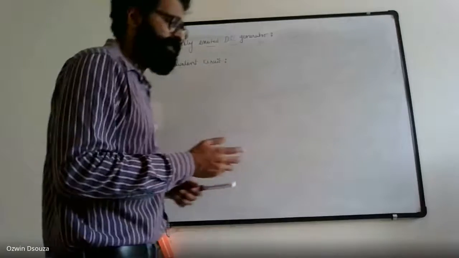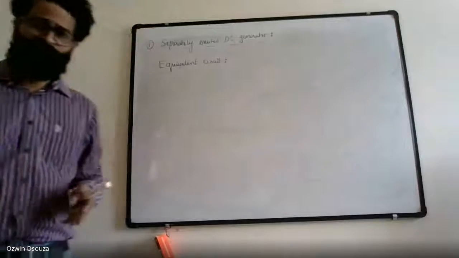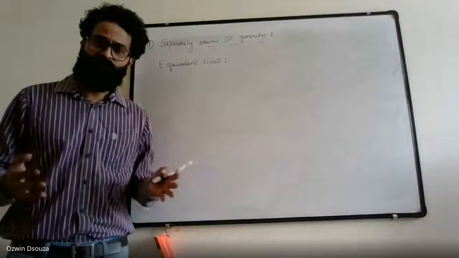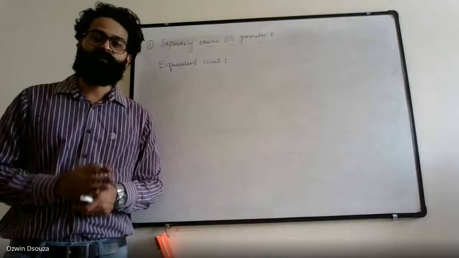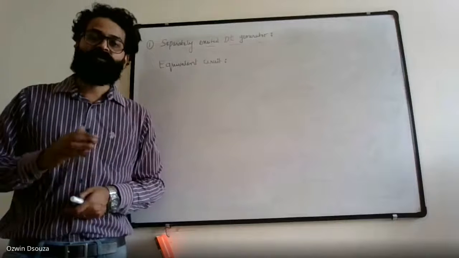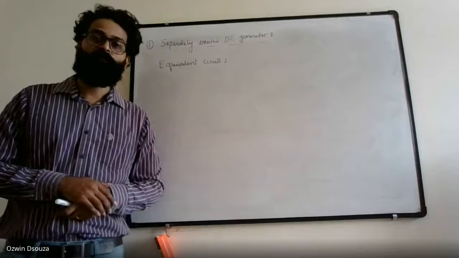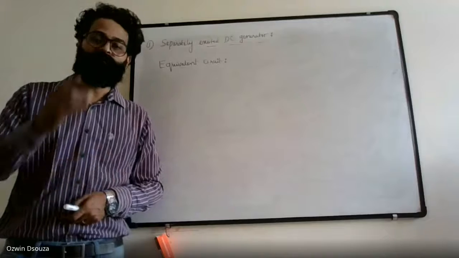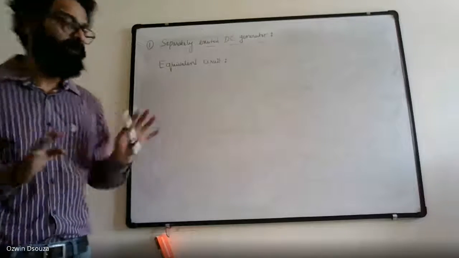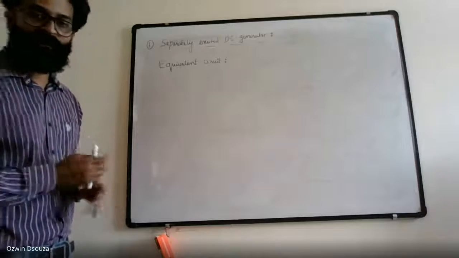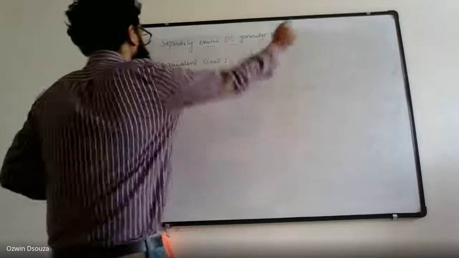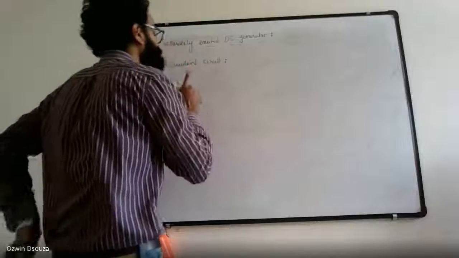Now, your DC generator or DC motor, in other words, a DC machine, consists of 2 major parts, the stator part and the rotor part. The stator consists of the field system and the rotor consists of the conductor system. That's all you are supposed to draw. You are supposed to draw the field system as well as the rotor system. Now let's come to the separately excited DC generator.